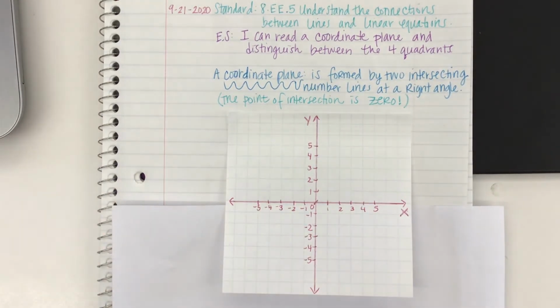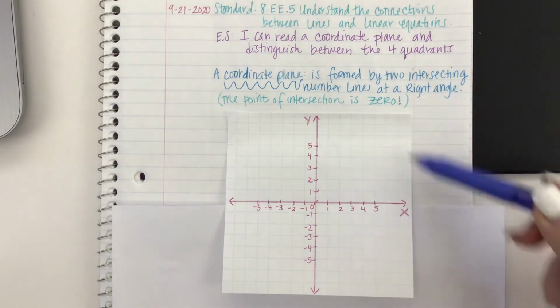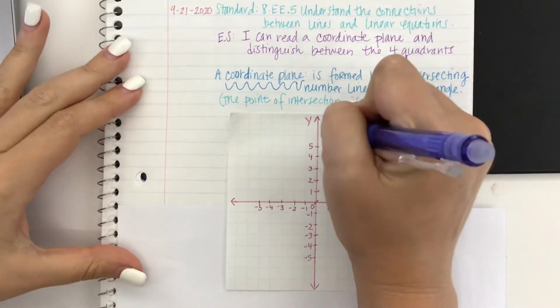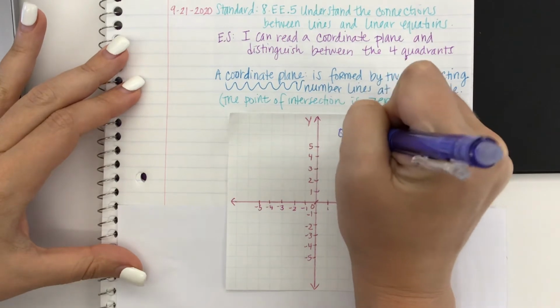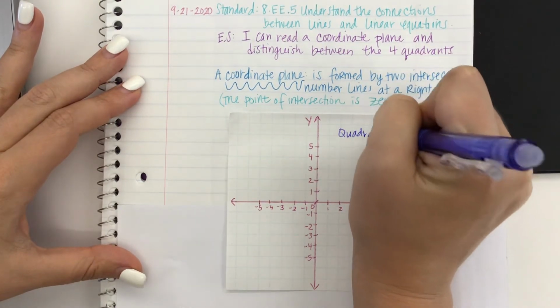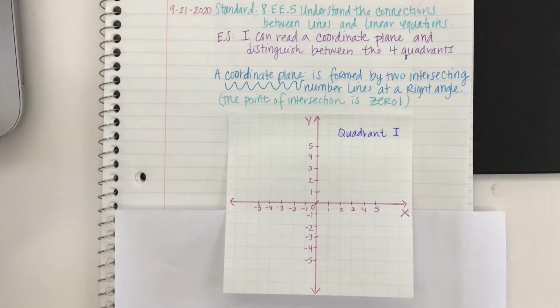The next thing we need to know is how to label these quadrants. So as you can see, our coordinate plane is split up into 4 different sections, and these sections are called quadrants. So you start with the all positive section first, which is up here, and this is going to be quadrant 1. We label these quadrants using Roman numerals. And then you go counterclockwise.